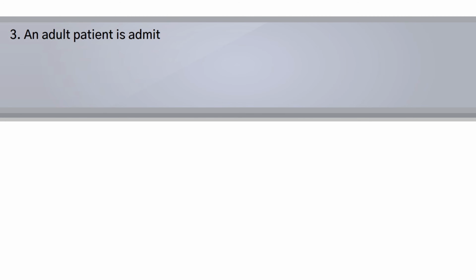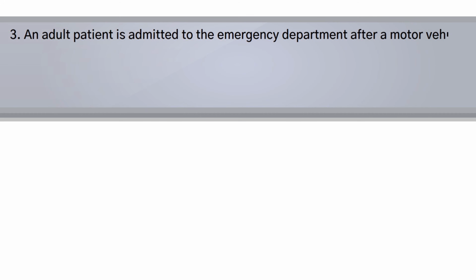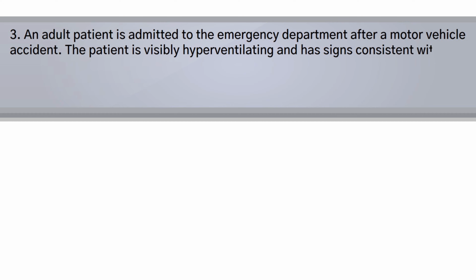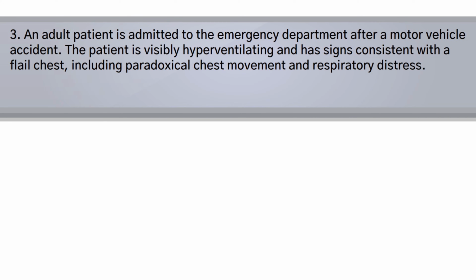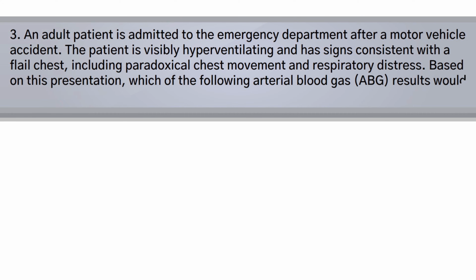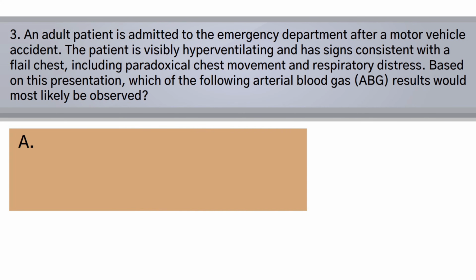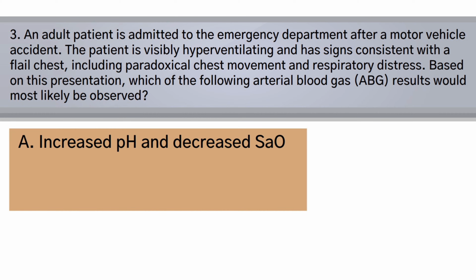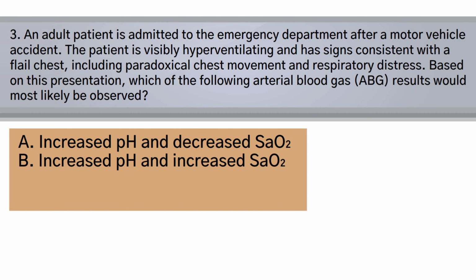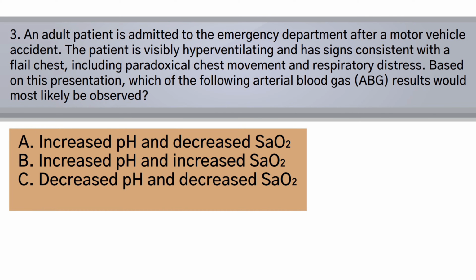Question number 3. An adult patient is admitted to the emergency department after a motor vehicle accident. The patient is visibly hyperventilating and has signs consistent with a flail chest, including paradoxical chest movement and respiratory distress. Based on this presentation, which of the following arterial blood gas results would most likely be observed? A. Increased pH and decreased SaO₂. B. Increased pH and increased SaO₂. C. Decreased pH and decreased SaO₂. D. Decreased pH and increased SaO₂.